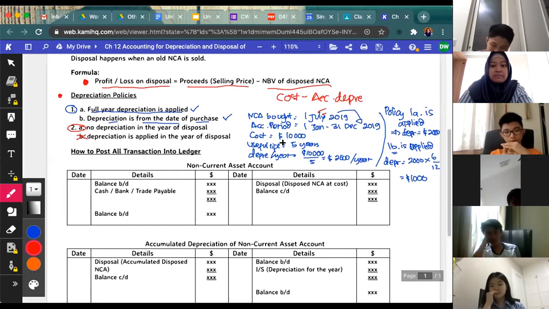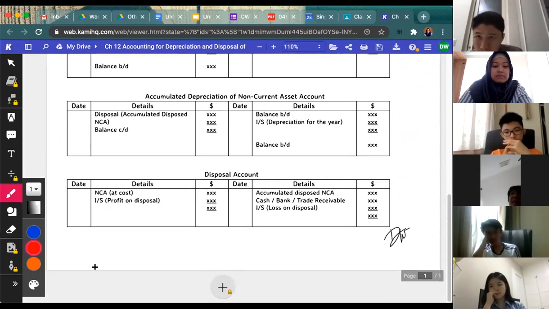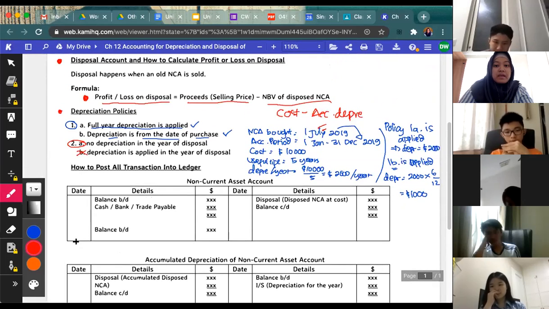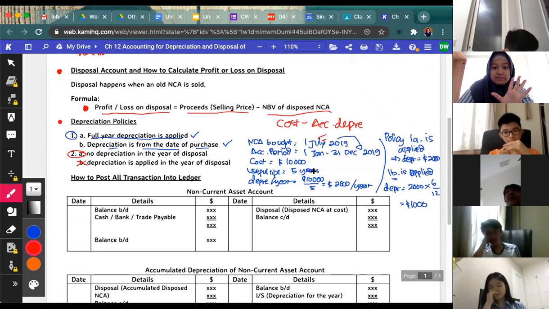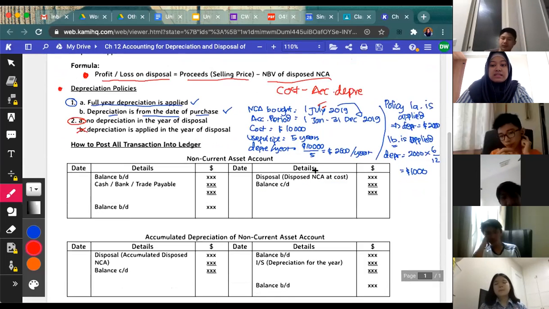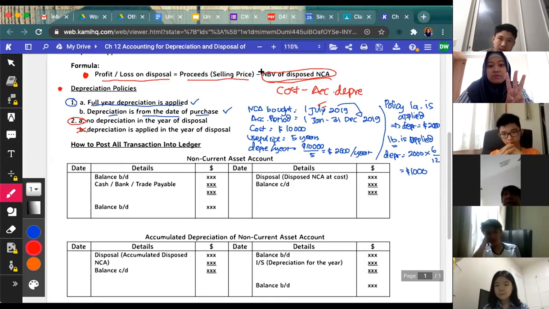Okay. Let's see. For example, let's say I have an asset, and its useful life is 5 years, okay? Let's say I sold this asset in the 3rd year, in the middle of the 3rd year. Now, remember we have to calculate NBV of the disposed NCA. The disposed NCA has cost and accumulated depreciation also.